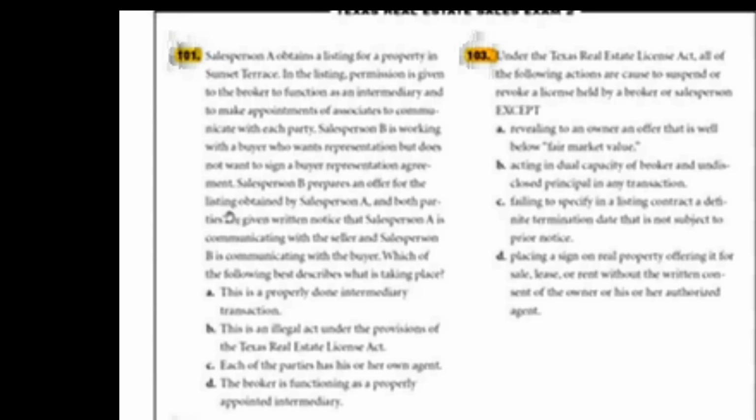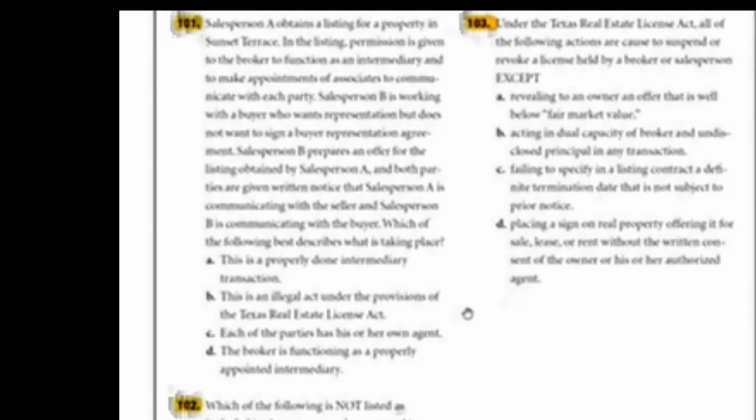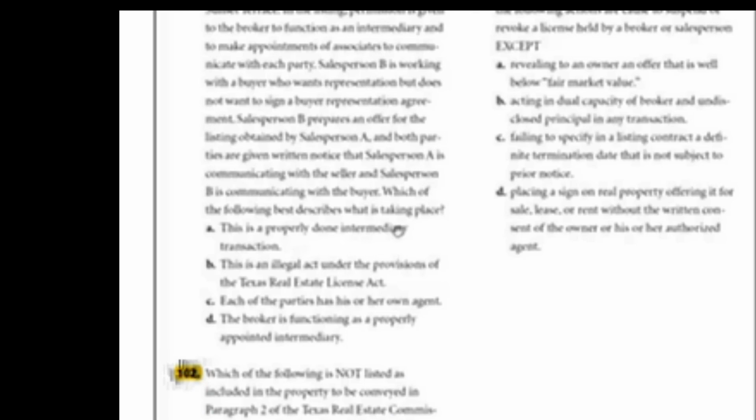Salesperson B prepares an offer for the listing obtained by salesperson A, and both parties are given written permission that salesperson A is communicating with the seller and salesperson B is communicating with the buyer. Which of the following best describes what is taking place? A, this property is a properly done intermediary transaction. B, this is an illegal act under the provisions of TRELA, Texas Real Estate License Act. C, each party has his or her own agent. D, the broker is functioning as a properly appointed intermediary.